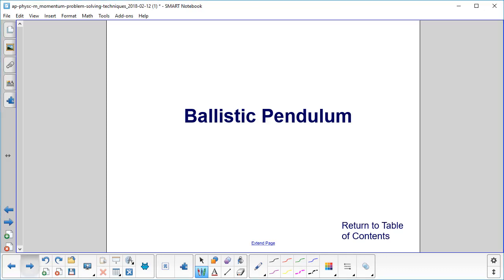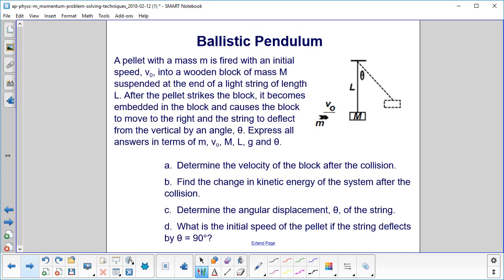Ballistic Pendulum. The problem is we have a pellet with mass m over here. It's fired with an initial speed v0 into a wooden block of mass M, suspended at the end of a light string with a length L. After it strikes the block, it becomes stuck in the block and causes the block to move to the right and swing up like this, kind of like a pendulum.